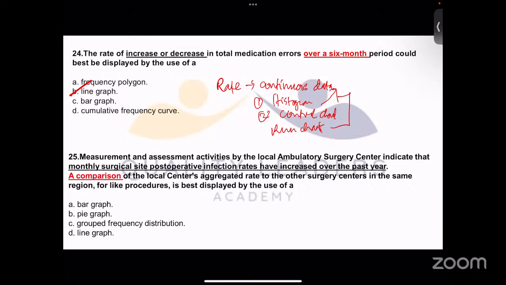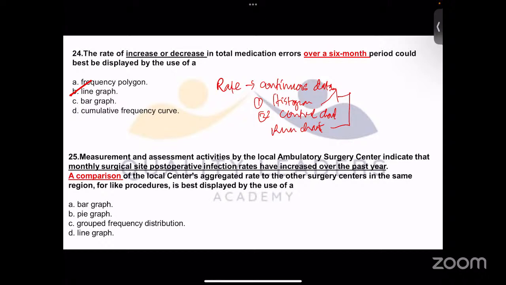Number 25. Measurement and assessment activities by the local ambulatory surgery center indicate that monthly surgical site postoperative infection rates have increased over the past year. A comparison of the local center's aggregated rate to the other surgery centers in the same region for like procedures is best displayed by the use of A, bar graph, B, pie graph, C, group frequency distribution, D, line graph.